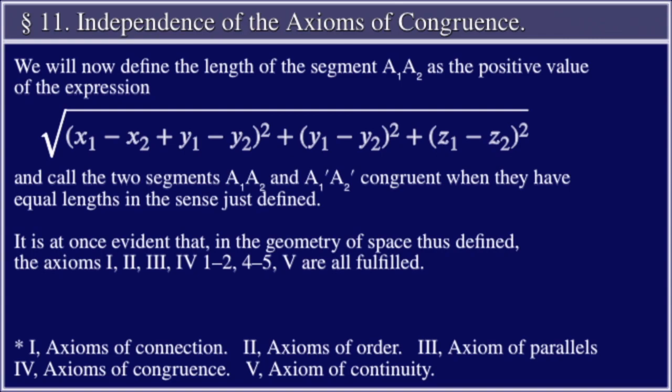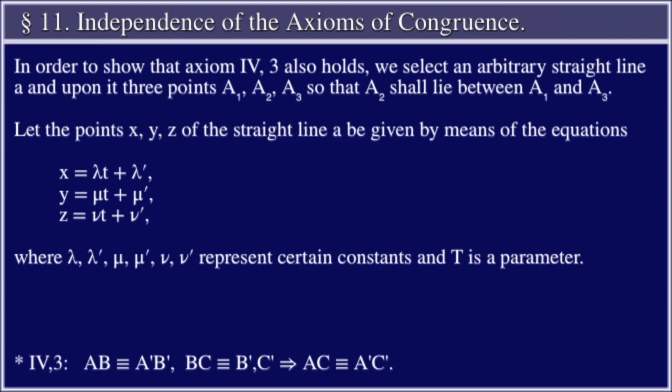It is at once evident that in the geometry of space thus defined, the axioms 1, 2, 3, 4, 1, 2, 4, and 5 are all fulfilled. In order to show that axiom 4, 3 also holds, we select an arbitrary straight line A, and upon it 3 points a sub 1, a sub 2, and a sub 3, so that a sub 2 shall lie between a sub 1 and a sub 3.